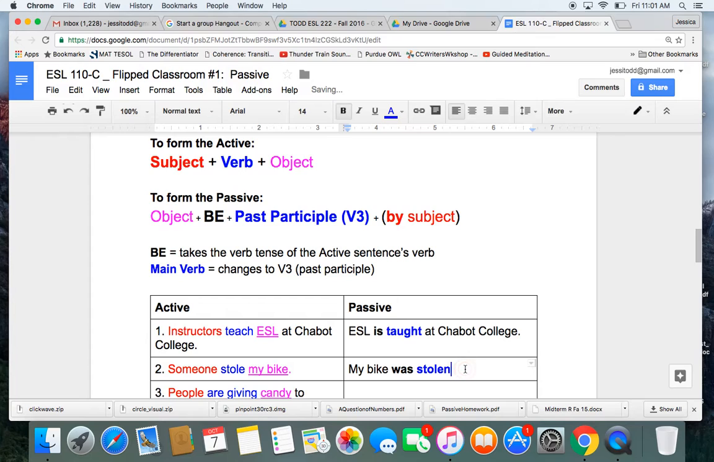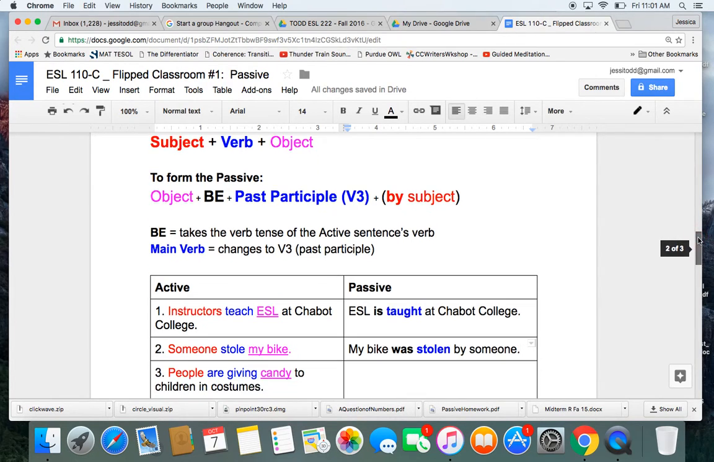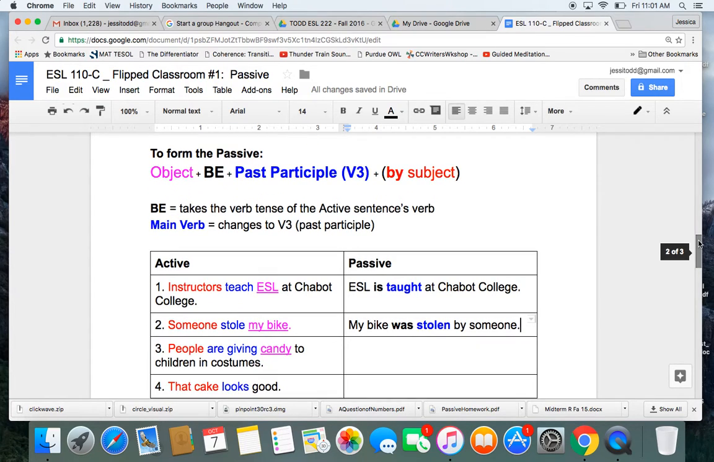Now the last thing, again, is to look at, do we need the by phrase? Remember, the by phrase comes from the subject of the active sentence. So the active sentence subject is someone, by someone. My bike was stolen by someone. If I don't know who the person is, I don't think it's necessary to say by someone, right? If I know who stole it, I will say by him or by John or his name. But because I don't know, it's not necessary.